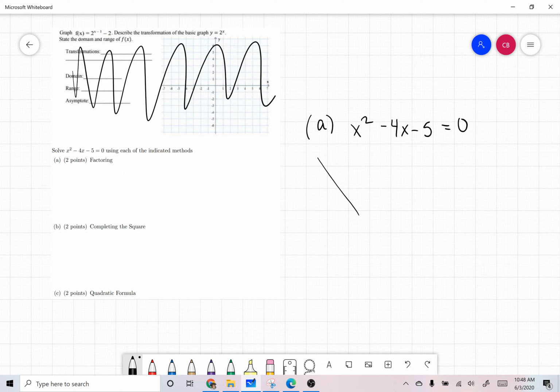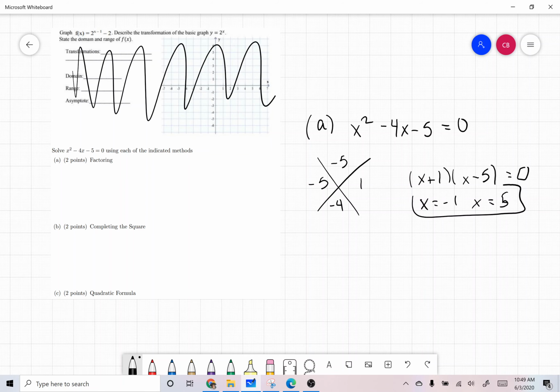If I use the x method, I need numbers that multiply to negative 5 and add up to negative 4. Negative 5 and 1, so it's x plus 1, x minus 5. x is equal to negative 1, or x is equal to positive 5. Okay, that would be your solutions.